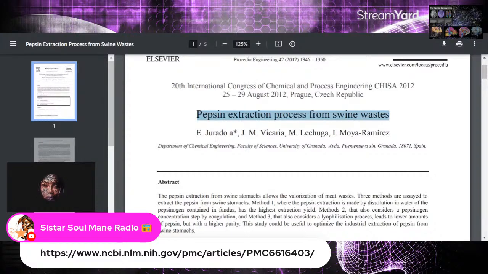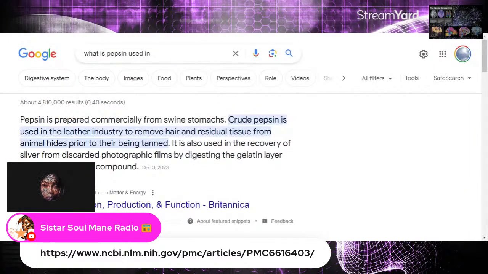Let me see if I can find something real quick. I don't want to spend too much time on it. Okay. Now, the pig fat I just showed you guys, I'm going to drop that PDF for you. The pig fat, they remove it with pepsin.